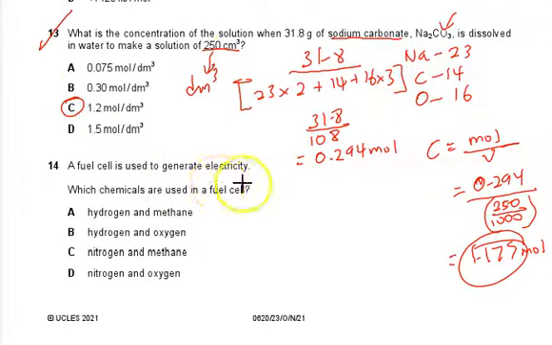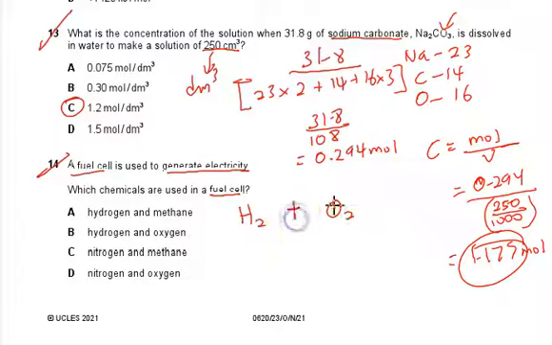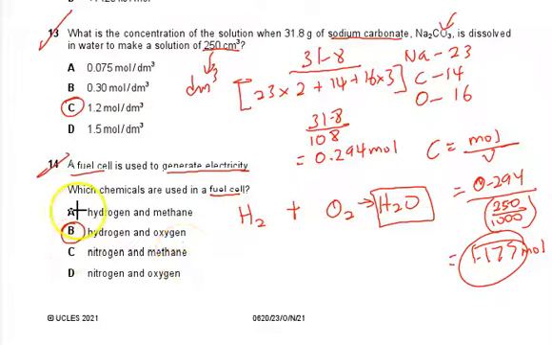And for number 14, a fuel cell is used to generate electricity. Which chemicals are used in the fuel cell? So fuel cell will be hydrogen and oxygen. So they will have a combustion and produce water. This is the waste and will be recycled again. Okay, so hydrogen and oxygen. This is your answer for number 14.